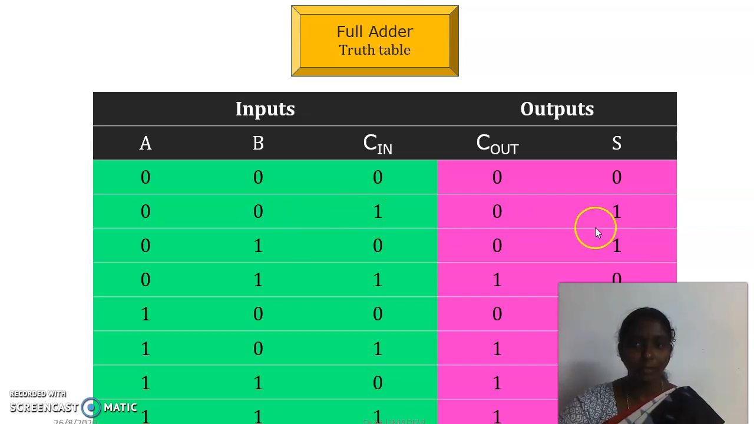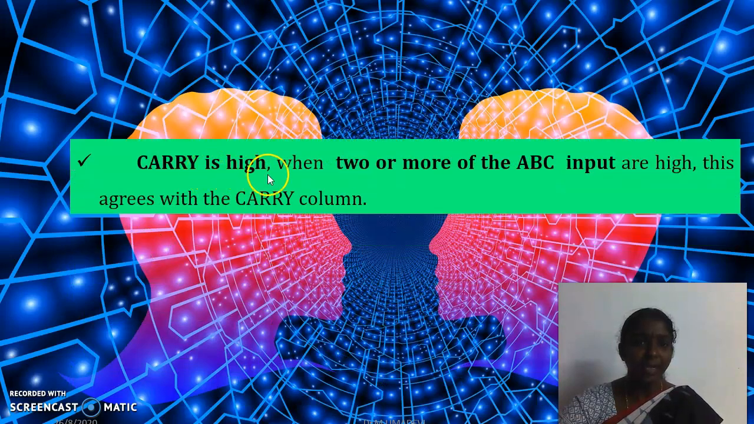See here, only one input, the B input, is high, so it produces sum. Then here also one input is high, so it produces sum. Right? So if all 3 inputs are high, it produces carry out, C out, and the sum is also 1. The carry is high when 2 or more of the A, B, C inputs are high. This agrees with the carry column, which we have already seen.